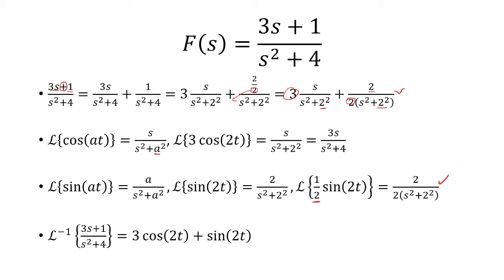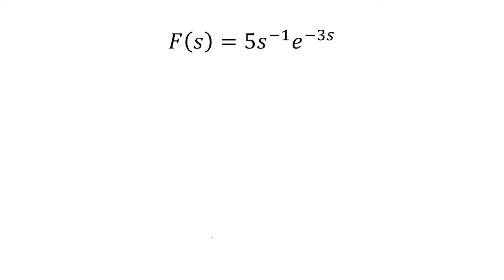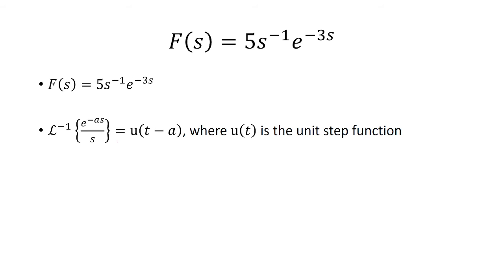So bringing it all together, the inverse Laplace transform will just be 3 cosine 2t plus sine 2t. The next one will be F of s equals 5 times s to the negative 1 power times e to the negative 3s. For this one, I can rewrite this as 5 over s times e to the negative 3s, which is just 5 times e to the negative 3s over s.